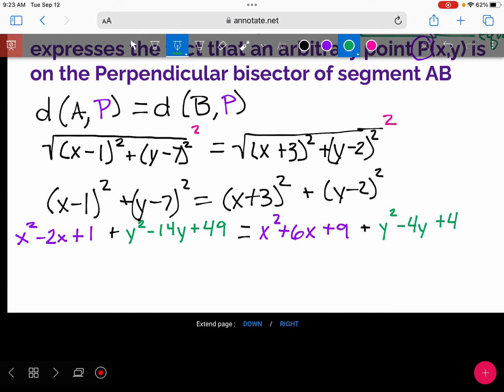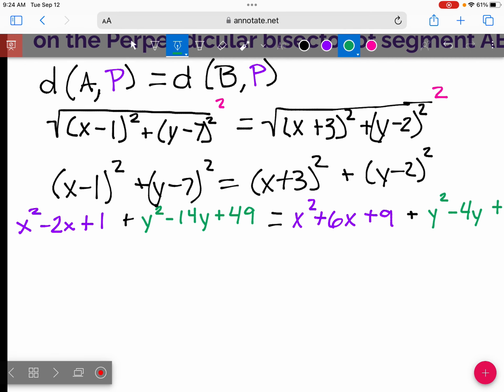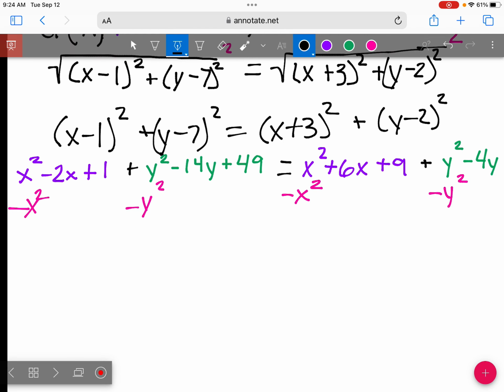What can I do to make this less gross? Can't combine like terms. I don't have any, the numbers are like terms. Subtract what? Any of the squared guys. Let me get my x squareds together and my y squareds. What's going to happen with them? They cancel out. And already it's significantly less gross.